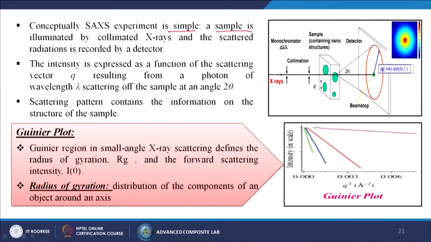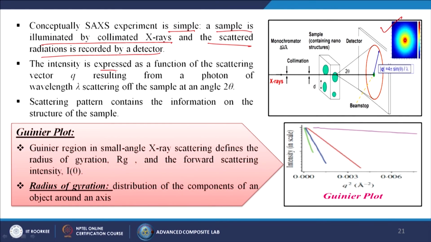Conceptually, a SAXS experiment is simple. A sample is illuminated by collimated X-rays and the scattered radiation is recorded by a detector. So, the monochromatic X-ray beam goes to the sample containing nanostructures, and then we have the detector, and it looks like this.